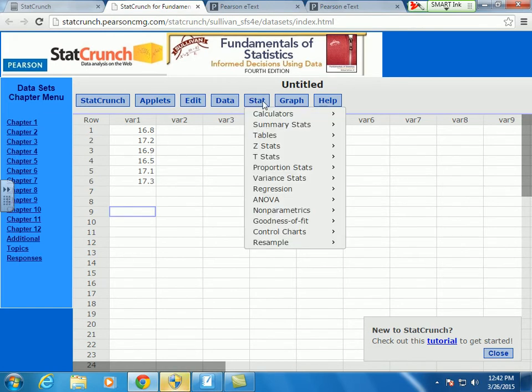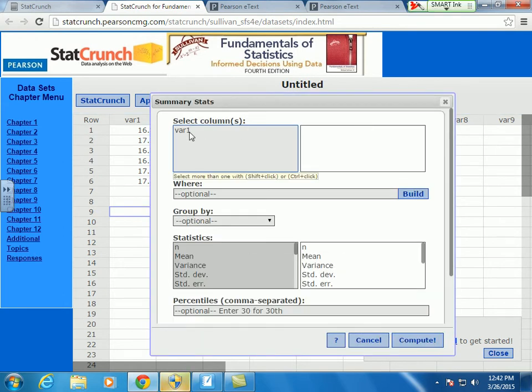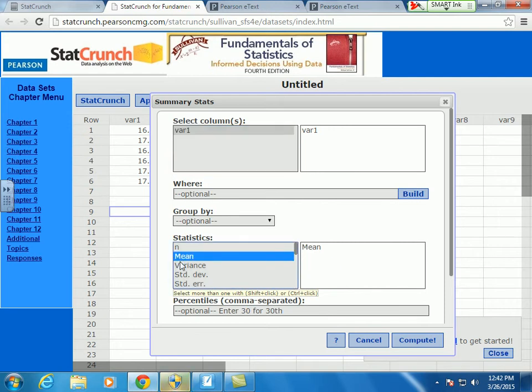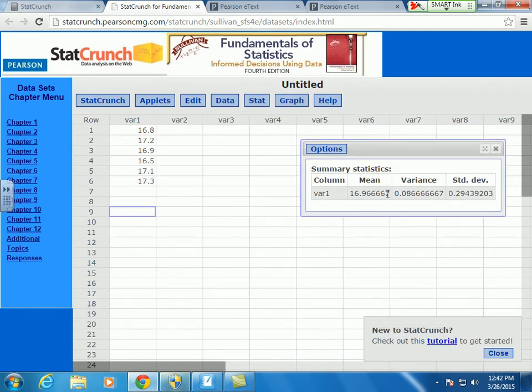Now I can go to Stat, and I can go to Summary Stats. I'm going to do it of the column, of var1. I definitely want the mean. I think if I hit shift, I can get the mean and the standard deviation, so all three of them, it doesn't matter. And I go to Compute. And you can see that the mean is this and the standard deviation is this.